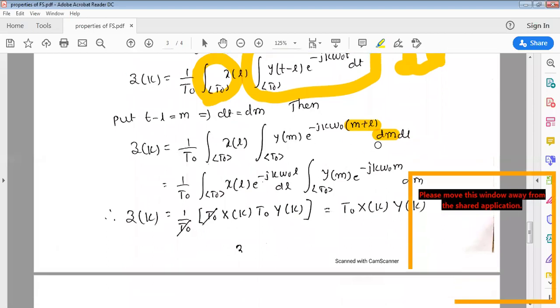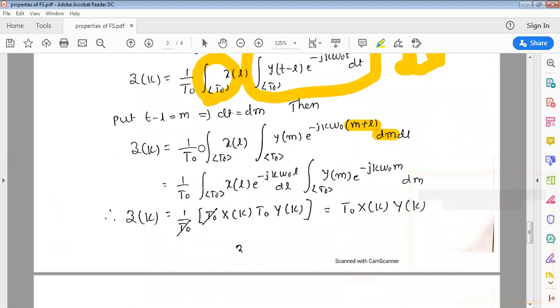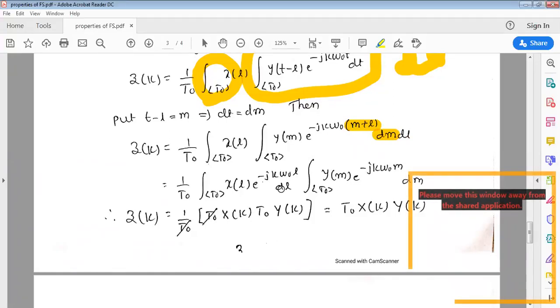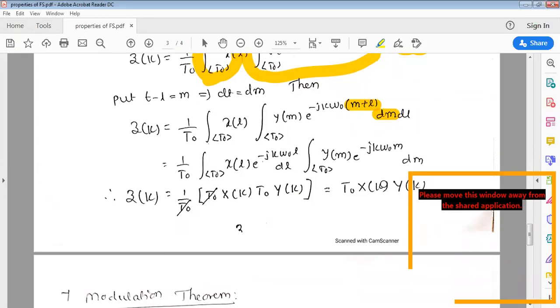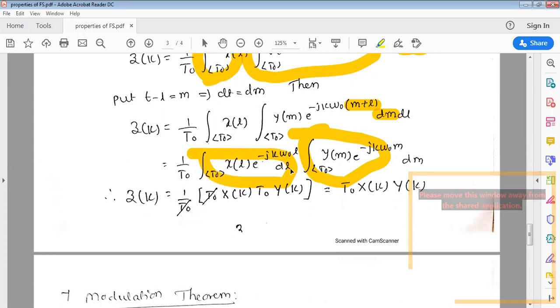Now look at this summation. Here integration is performed with respect to m, therefore L is constant. Therefore I'll take e power minus jk omega naught L separately. So 1 by T naught, integral for a period of T naught, x of L into e power minus jk omega naught L dL, times integral for a period of T naught y of m e power minus jk omega naught m dm. So I separated two integrations, one with respect to m on one side and one with respect to L on the other side. Now both of them are separate.